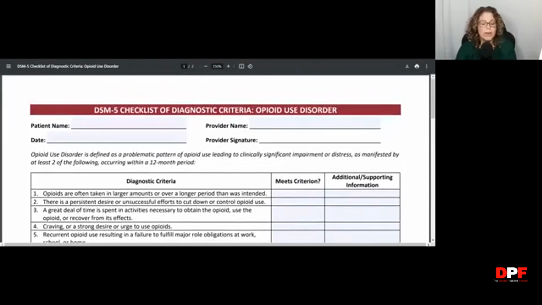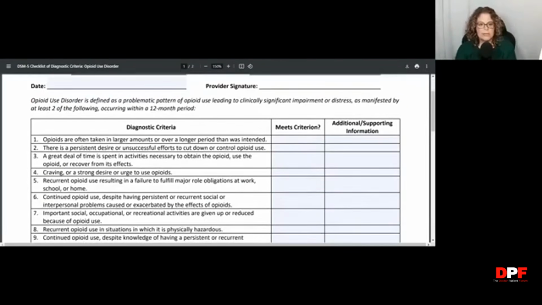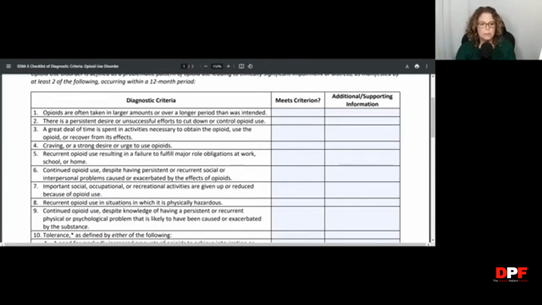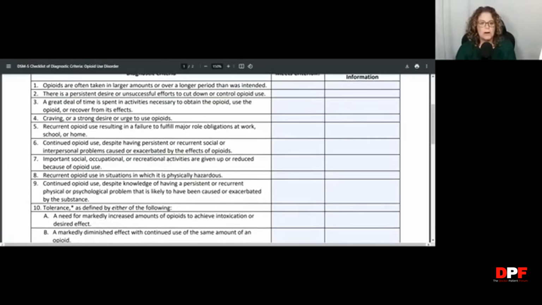We're going to go through each one really quickly, and then I'm going to go back and show you one by one how they say to diagnose someone with OUD for chronic pain patients who take their opioids exactly as prescribed. Let's go through the diagnostic criteria. Number one, opioids are often taken in larger amounts or over a longer period than was intended. Number two, there is a persistent desire or unsuccessful effort to cut down or control use. Number three, a great deal of time spent in activities necessary to obtain the opioid, use the opioid, or recover from its effect. Number four, craving or strong desire or urge to use opioids.